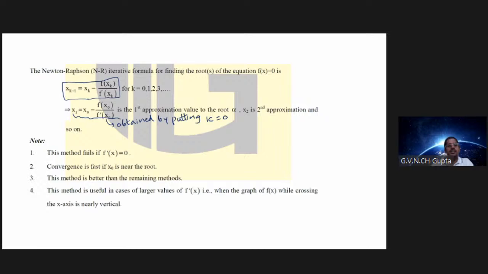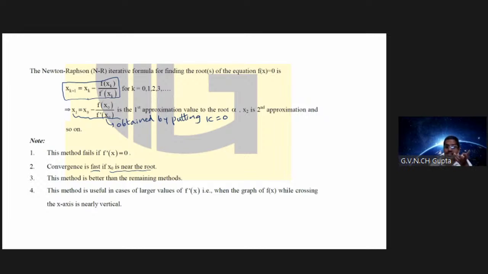So some points I'm going to explain. In the denominator you have the derivative. If it is 0 or doesn't exist, this method fails. Convergence is fast if x0 is near the root. What is the meaning of convergence is fast? When you are applying the Newton-Raphson method, if they ask to find the root of the equation up to 2 places, 3 places, this method generally takes 2 to 3 iterations. That is called fast convergence, meaning your approximation value is very close to the exact value of the root within 2 to 4 iterations. Suppose your original root is 1 and you take x0 equal to 0.1, then convergence is slow. That means it takes more iterations to approach the exact value of the root 1.